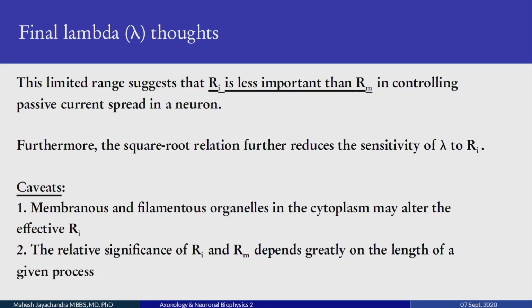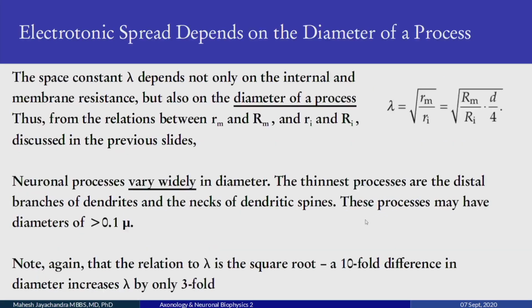And also, the relative significance of Ri and Rm depends on the length of the given processes and how branched it is, and so on and so forth. So, the space constant also depends on the diameter of the process, besides the resistance which we considered before. Thus, from the relationships of Rm and capital Rm, Ri and capital Ri discussed in the previous slides, lambda is equal to the square root of Rm by Ri, and that reduces to the square root of the specific membrane resistance over specific internal resistance, and this d by 4 is a term for the cross-sectional area.